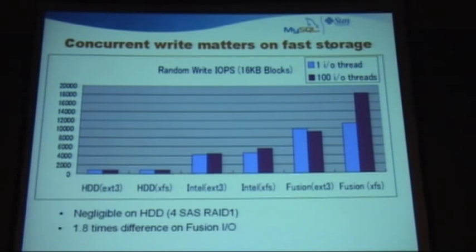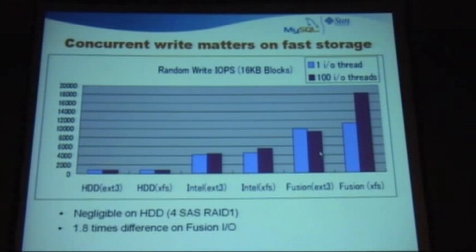This is a concurrency test. On hard disk drives, concurrency doesn't matter in the random write IOPS test. When tested with one IO thread or 100 IO threads, the IOPS was not so different. Not different either on XFS. On Intel SSDs, the difference is a bit improved on XFS, but almost the same on ext3.